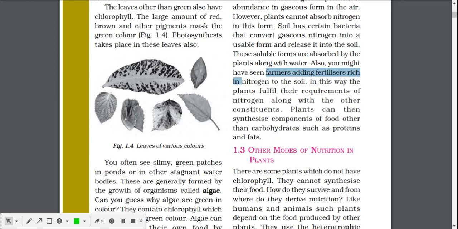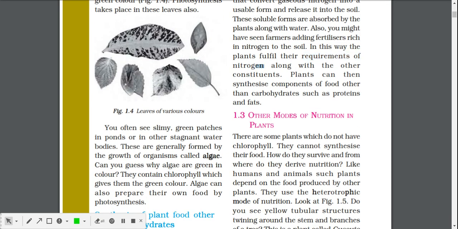Also, you might have seen farmers adding fertilizers rich in nitrogen to the soil. So, nitrogenous fertilizers, we call it. Farmers add nitrogenous fertilizers to the soil in order to make that soil rich in nitrogen, because nitrogen is absorbed and utilized by the plants to fulfill the requirements of day to day life activities. So plants can then synthesize components of food other than carbohydrates such as proteins and fats. So due to this reason, plants can synthesize other components also.